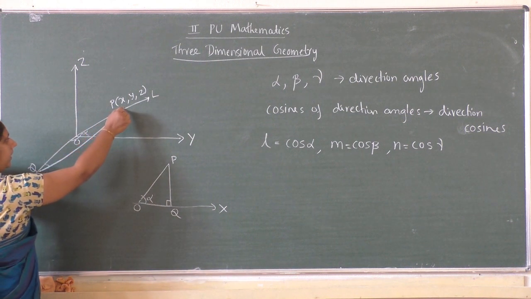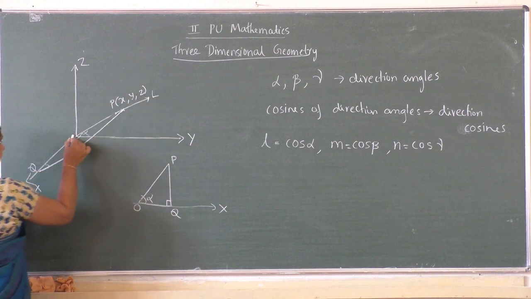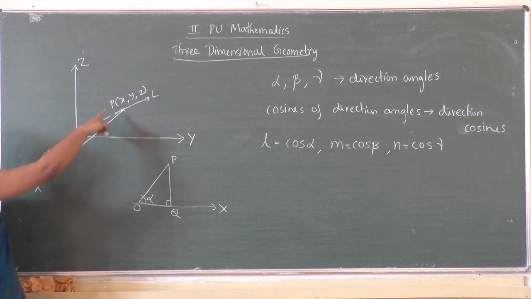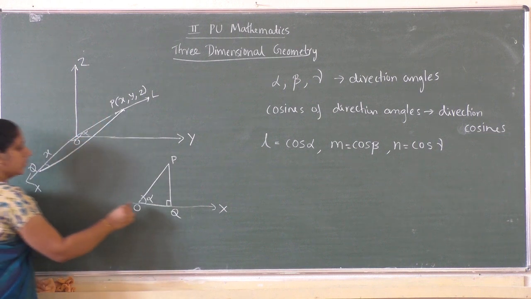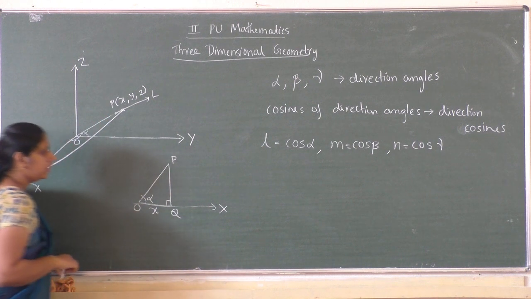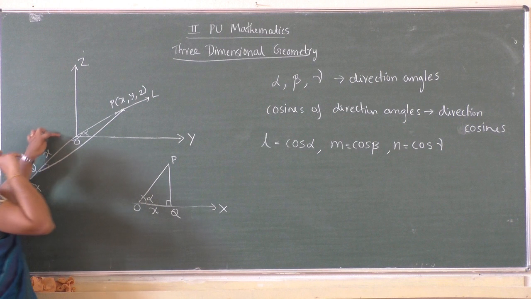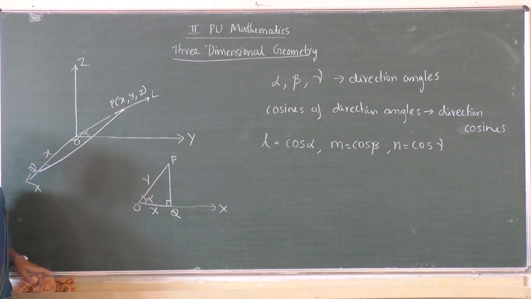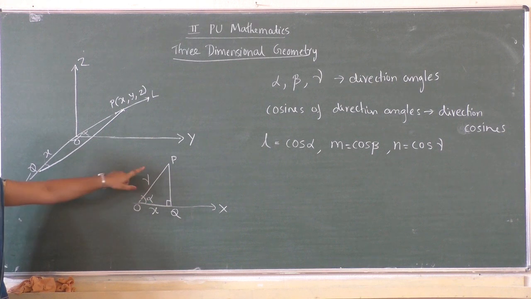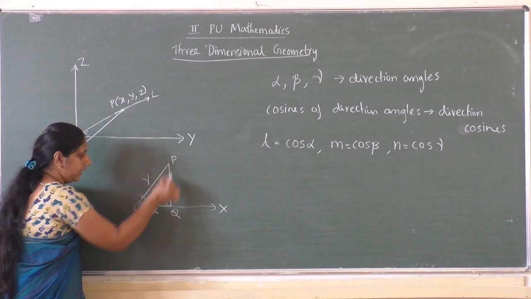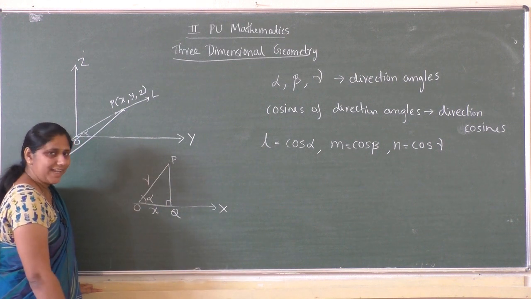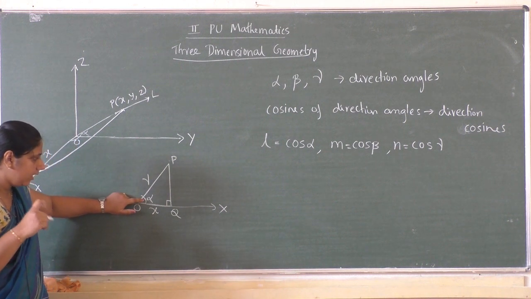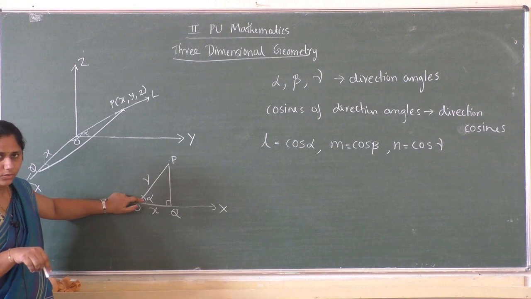See, point P (x, y, z) means this value is the x coordinate of the point P, that is x, right? So here OQ will be equal to x, and I will take the distance OP equal to some r. Now see this diagram. What is this? OPQ. This is a right angle triangle, right? So in the right angle triangle with this angle alpha, I can find the value of cos alpha, right?